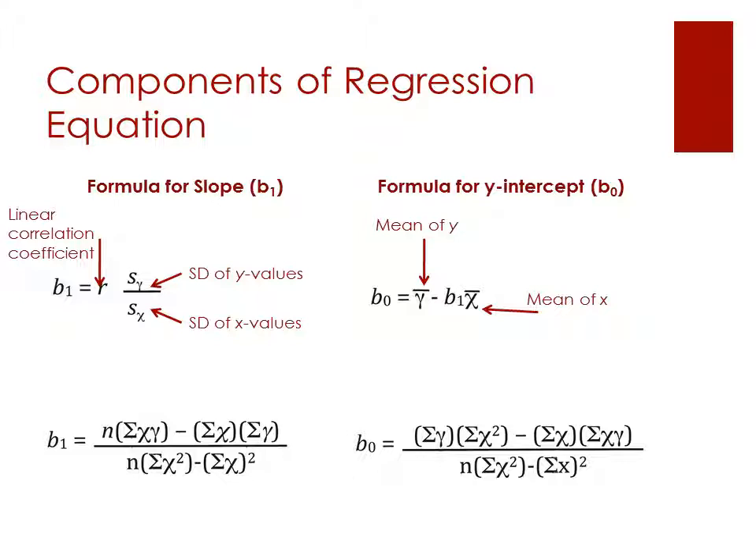Now the other part of a regression equation is the y-intercept. Where would this line cross the y-axis? Keep in mind your x is always going to be the horizontal line along the bottom, and your y is always going to be the vertical line. In the formula for the y-intercept, we're using the mean of y and the mean of x. So the intercept is based off the means of the two measurements, and the formula for our slope is based off the standard deviations of those two measurements.